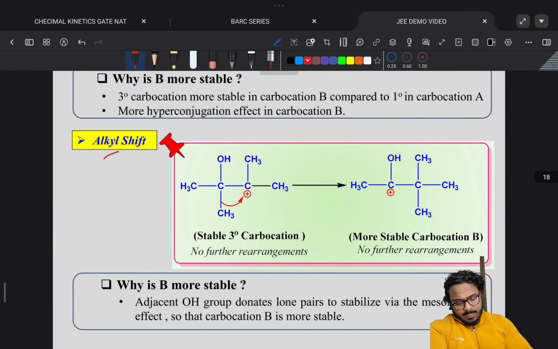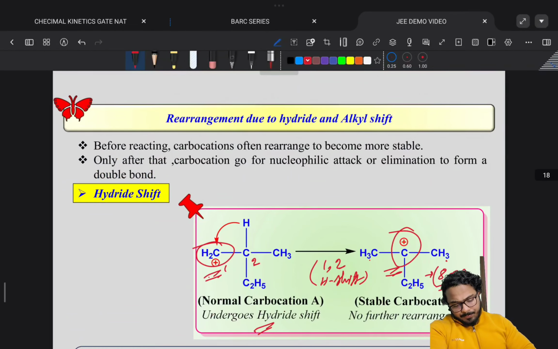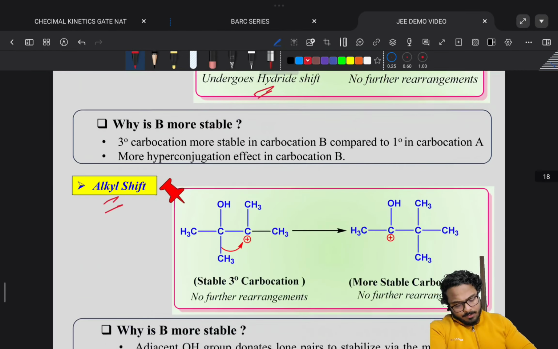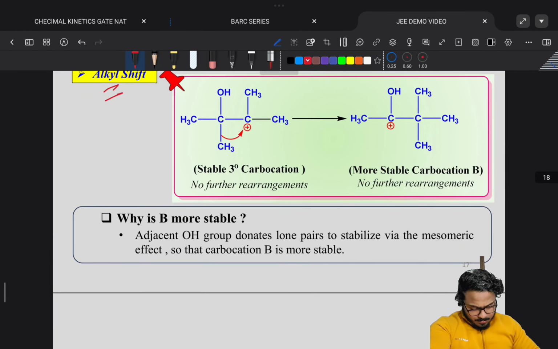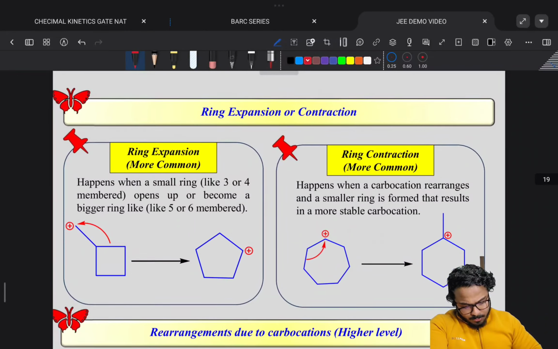Okay, so here is the alkyl shift, here is the hydride shift. After the carbocation formation, you should always notice whether rearrangement is possible or not. So let's move to the next portion, that is ring expansion. This is also the same thing based on the alpha hydrogen. The more you decrease the ring strain, the more stable the carbocation is.